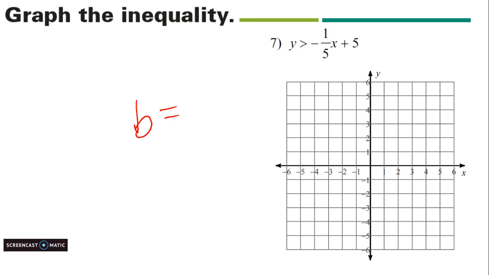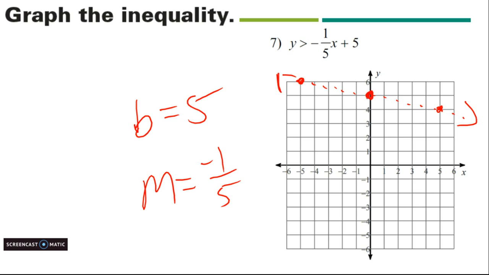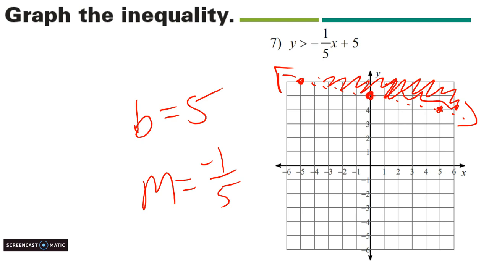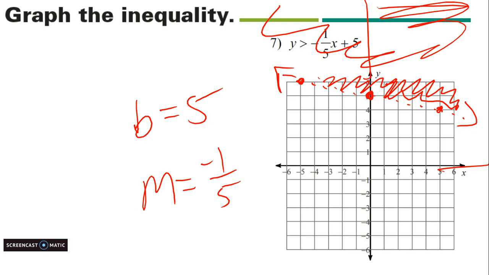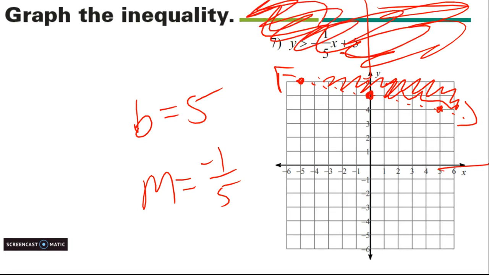Y-intercept of 5, slope of negative 1 over 5. So we need to go down to the right again. So we're going to start here, go down 1 and over 5. We can go up 1 and over 5 as well. Dotted line. And greater than, so we're going to shade above. Just that little space up there. It looks like a really small part of the solution, but remember that the graph actually goes infinitely in every direction. And so anything up here is also part of the solution. We just can't show it on the graph.